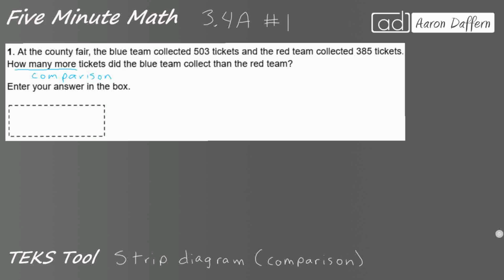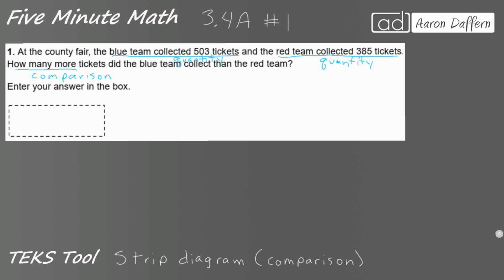So think about these two things. We've got the blue team. They've got 503. So I'm going to write quantity underneath here because this is one of the quantities that we're dealing with. And then we've got a red team, and they have 385 tickets, and this is another quantity. And so we're not combining them. This isn't a part whole, right? Some didn't go away. We just have two separate quantities. We need to compare them. That comparison, how many more, lets us know.